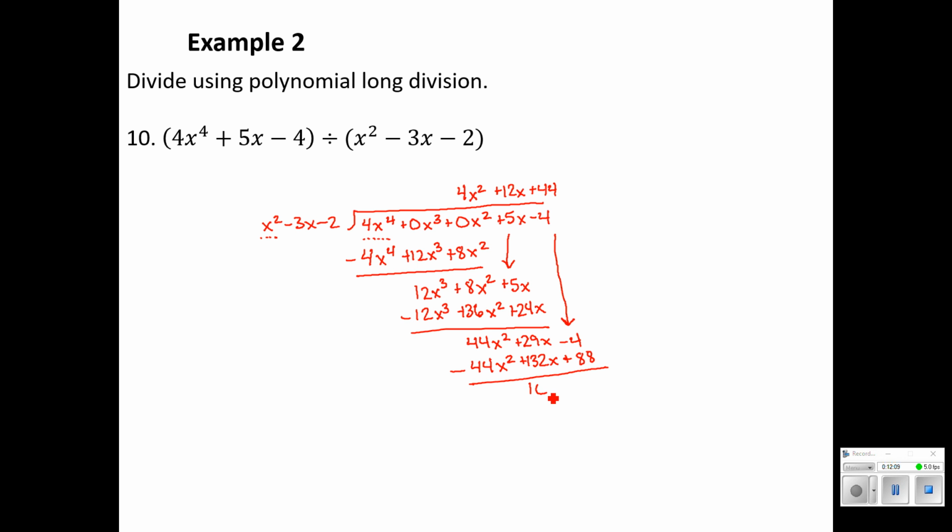We get 161x plus 84. And you can see here I'm at the point where I can no longer multiply x squared by something to get 161x. So this is our remainder, and how we would write that solution is 4x squared plus 12x plus 44 plus 161x plus 84 all over my divisor, x squared minus 3x minus 2.